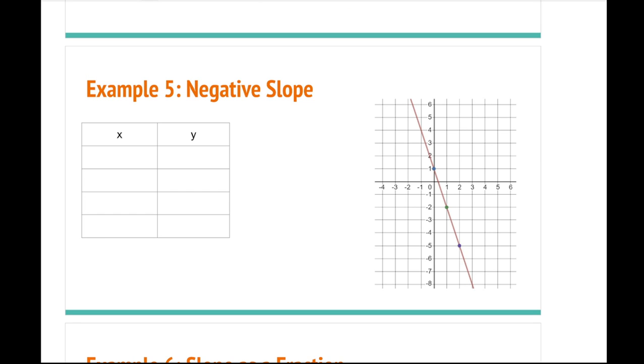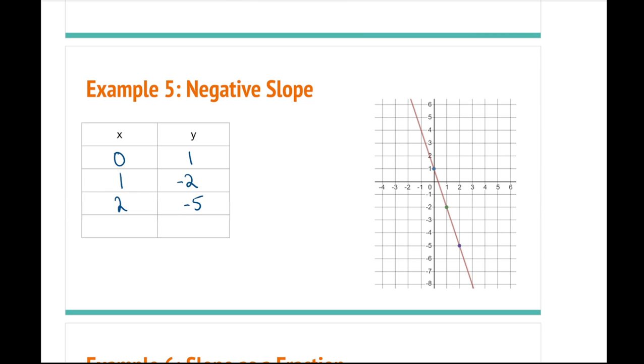Here we'll look at an example where we're given a table, or we're given a graph with some key points. From this graph, I can plot the points. Again, remember, the x value comes first in the coordinate and then the y value. So in this case, the first point here, we can see that x is 0, y is 1. The next point in green here, we can see that the x value is 1 and the y value is negative 2. The next one is 2 and negative 5.